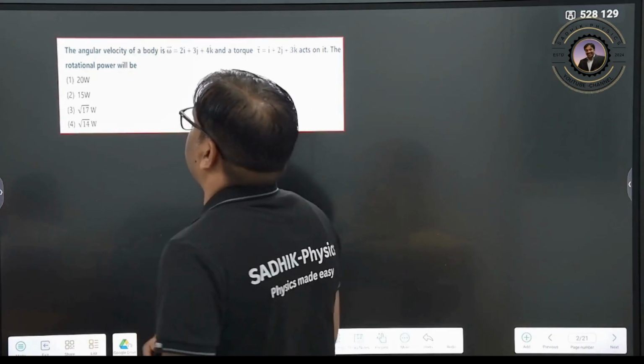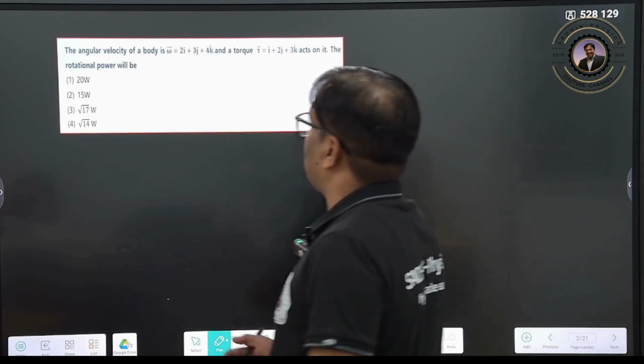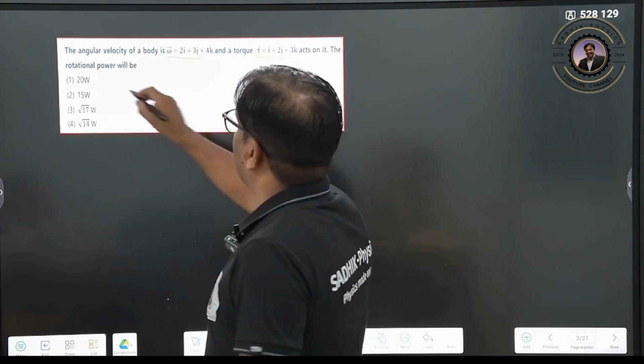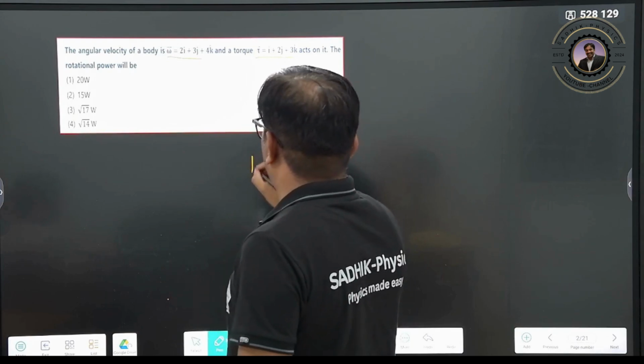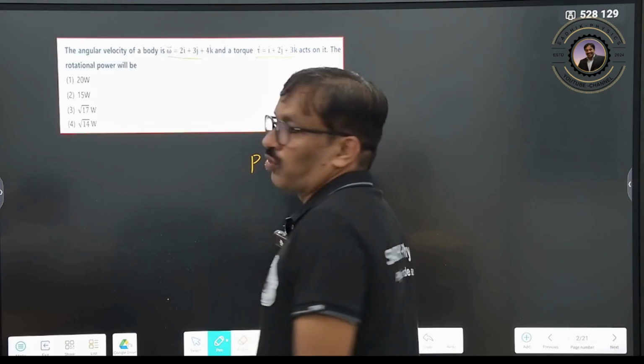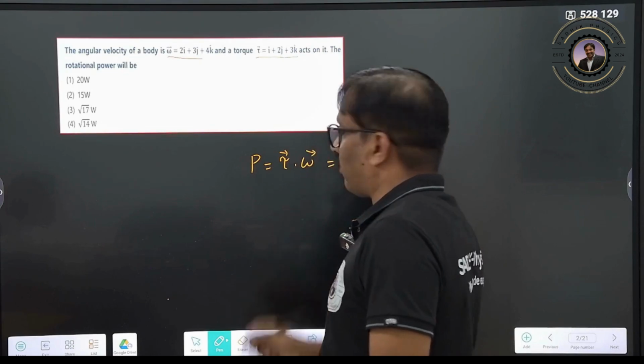What is this question now? Yeah, this is a very simple question. Here he gave the angular velocity and a torque, and is asking the power. What is the power formula? We wrote it now, power is equal to torque dot omega, dot product. How to calculate the dot product? Already we studied the dot product.